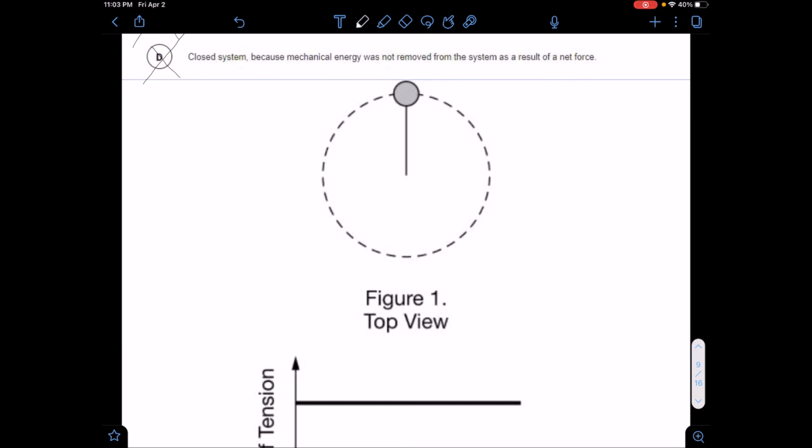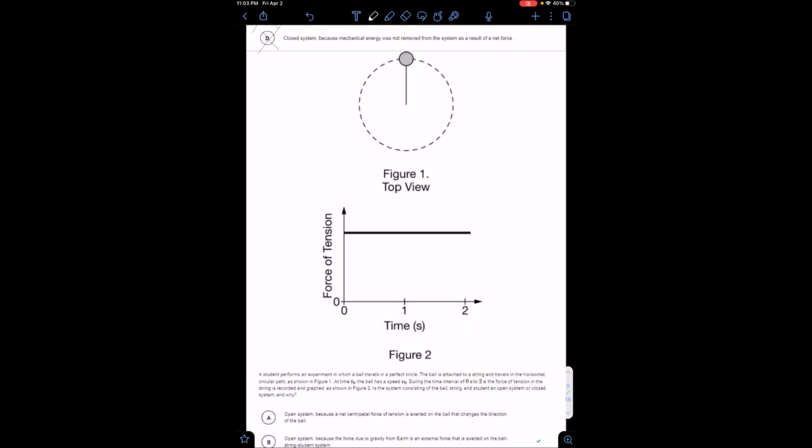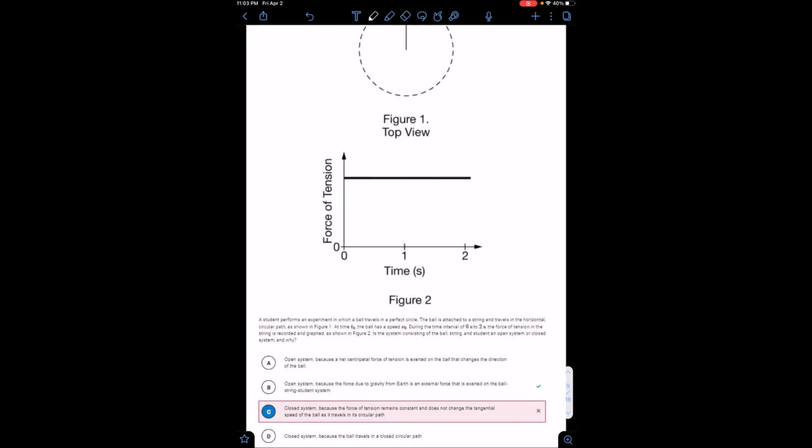All right, for this one, let me see if I can turn my iPad vertically. A student performs an experiment in which a ball travels in a perfect circle. The ball is attached to a string and travels in a horizontal circular path as shown in figure 1. At time t initial, the ball has a speed of v initial. During the time interval 0 to 2 seconds, the force of tension in the string is recorded and graphed as shown in figure 2. Is the system consisting of the ball, string, and student an open system or a closed system, and why?